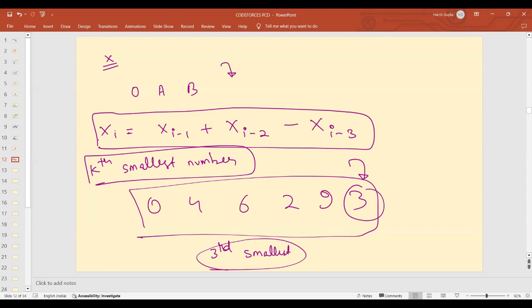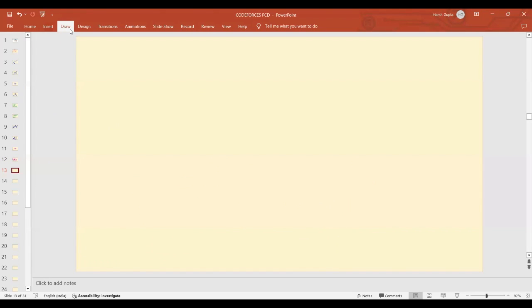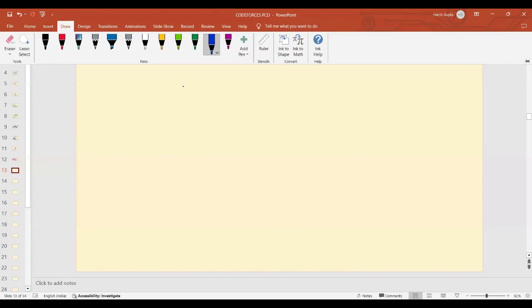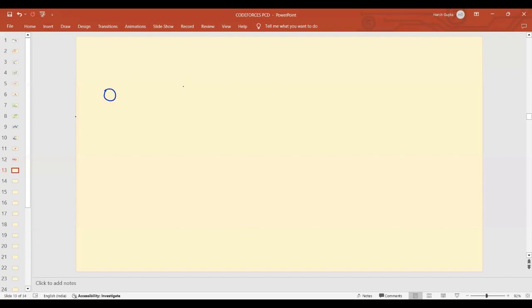Yeah. So let's do what they have told. If you do that, I am sure that you will get to how we can solve this question. See, the first number is 0. Second is a, third is b. What will be the fourth number in terms of a and b? What will be the fourth number?